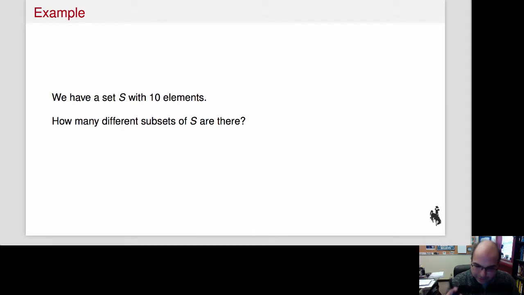Now, here's a slightly more complicated question. How many different subsets of S are there? I'm not talking about 3-element subsets. Now, we counted this before, right?